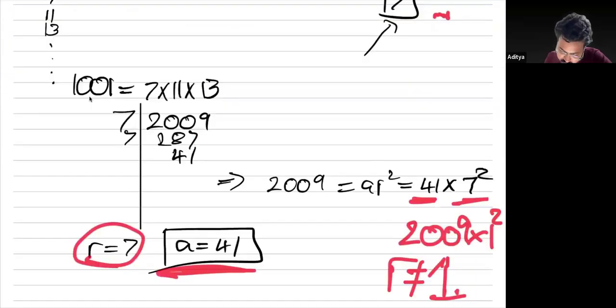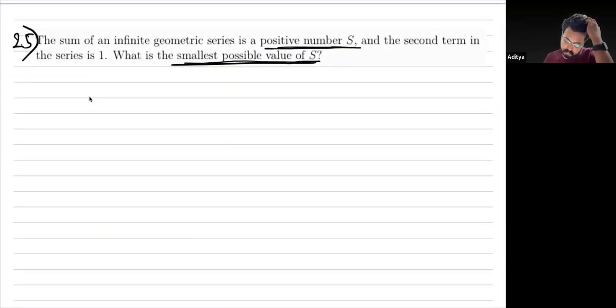Try question 25. Zaid not correct. Aryan correct. Very good. Roshan not correct. Try again.